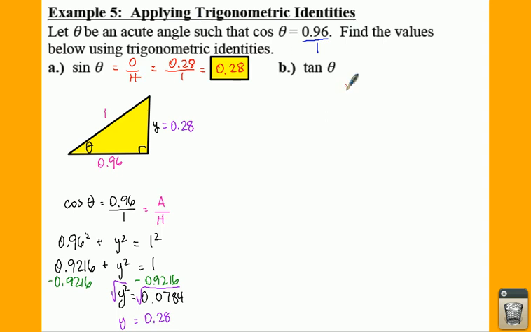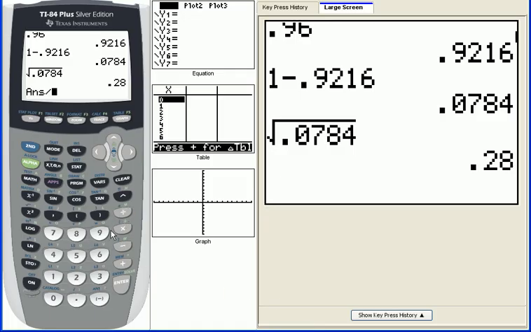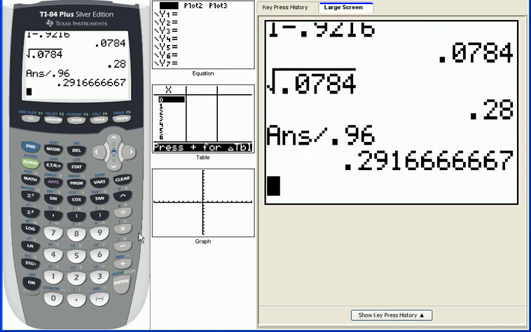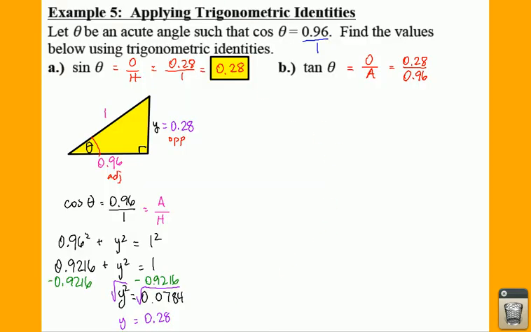Your tangent of theta is just equal to your TOA, so opposite over adjacent, which is going to give you your opposite side from this angle here. This is your opposite side. This is your adjacent side. You're going to be able to take 0.28 divided by 0.96. And since these are some ugly decimals, we're just going to take 0.28 divided by 0.96, which gives us a pretty decimal of 0.29, and we'll just round to 0.29. So the tangent of theta would just be 0.29.